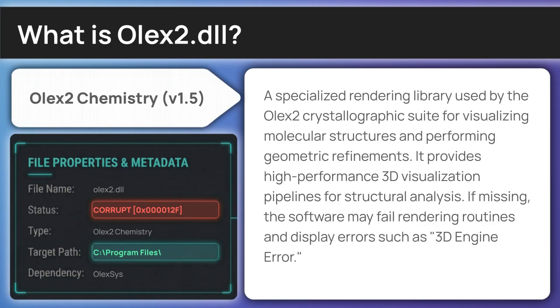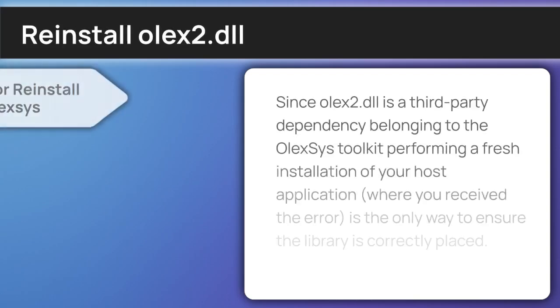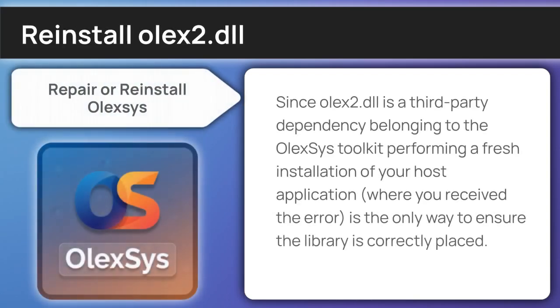Enough of the technical side. Let's get these files back onto your system. Since Olex2 module DLL is a third-party dependency belonging to the OlexSys toolkit, performing a fresh installation of your host application where you received the error is the only way to ensure the library is correctly placed.